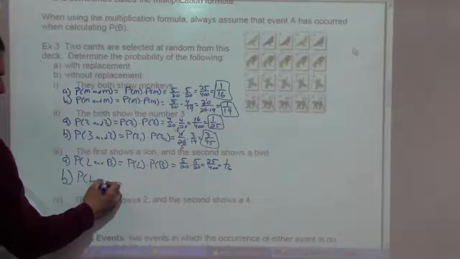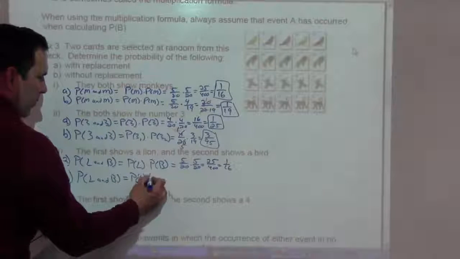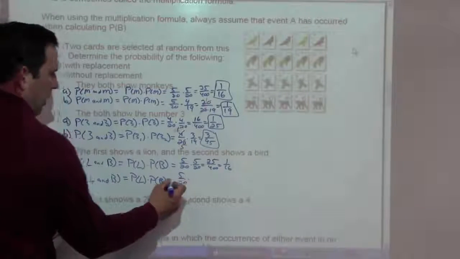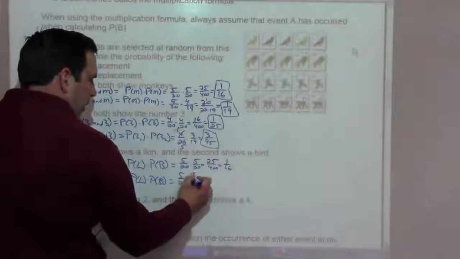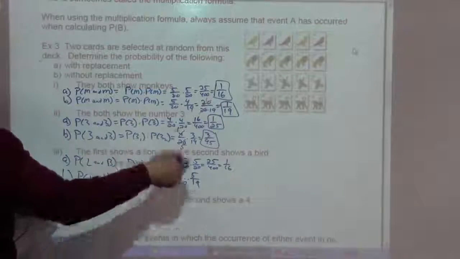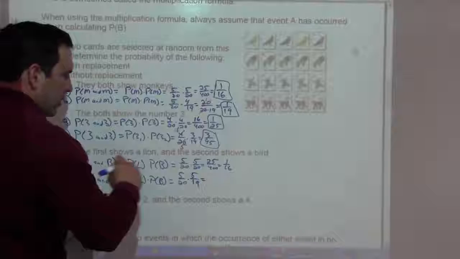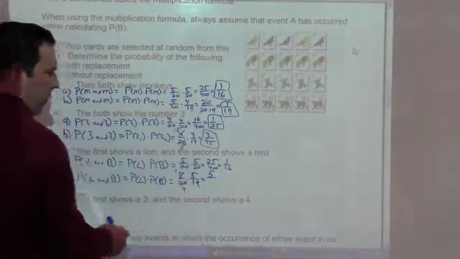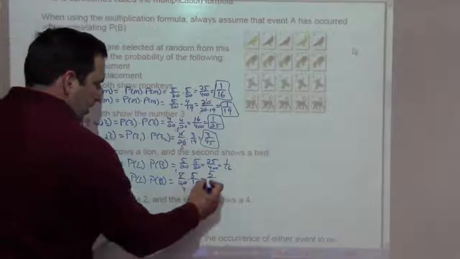Probability of lion and bird without replacement is 5 over 20 times, okay, now we have 5 birds, but now 19 cards because the 1 card's gone, that first lion card's gone. This can be reduced, 5 into 20. Use a 4 down below. So 5 over 4 times 19, 5 over 76.